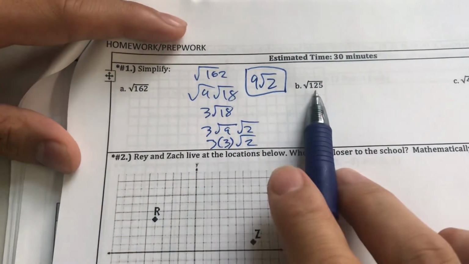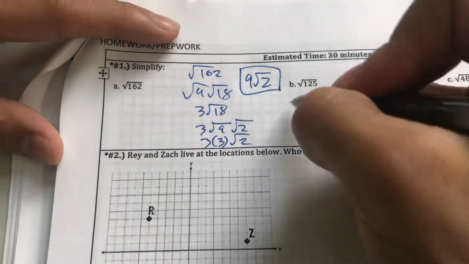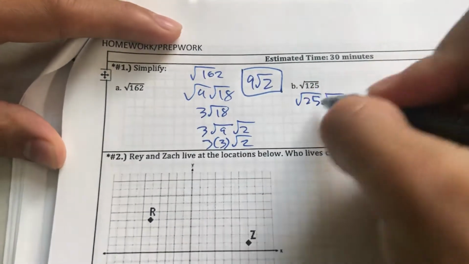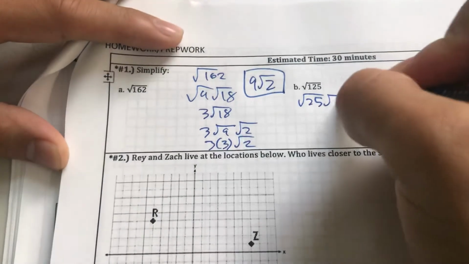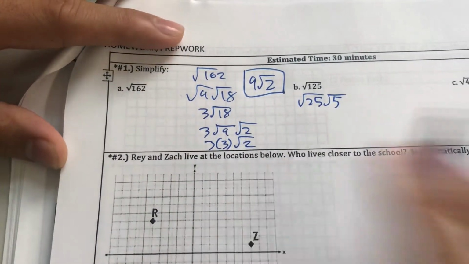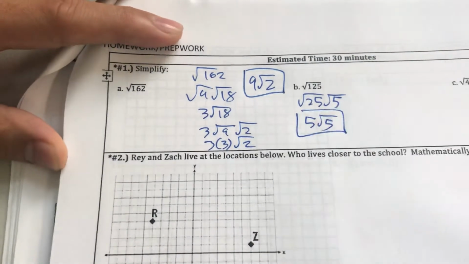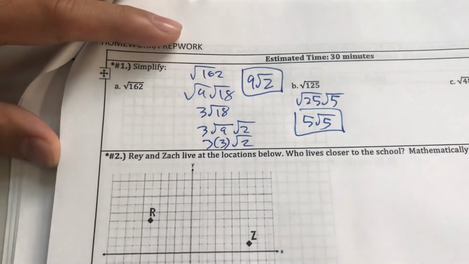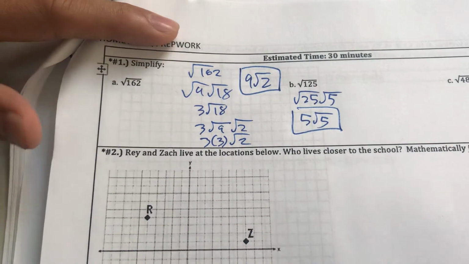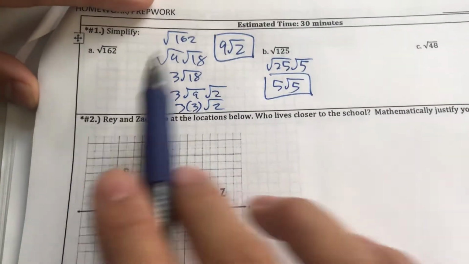B, square root of 125, this is going to be quite obvious because 25 is divisible, and if you have 5 quarters, you have $1.25, so it's got to be 5. And then from here, you simplify, square root of 25 is simply 5, so you keep the radical 5, and that's it. C, you guys are going to have to do and simplify on your own. All right, 1, 2, 3, 4.